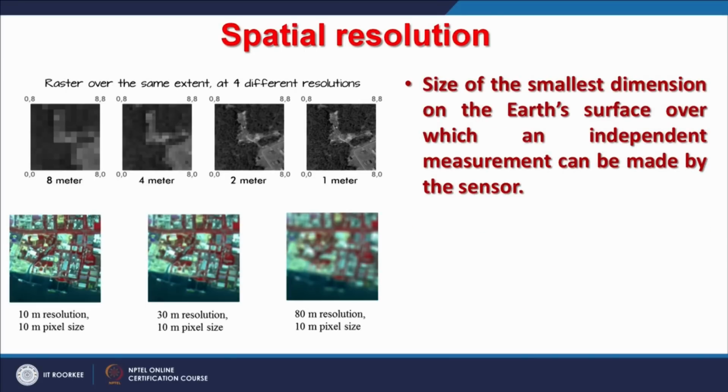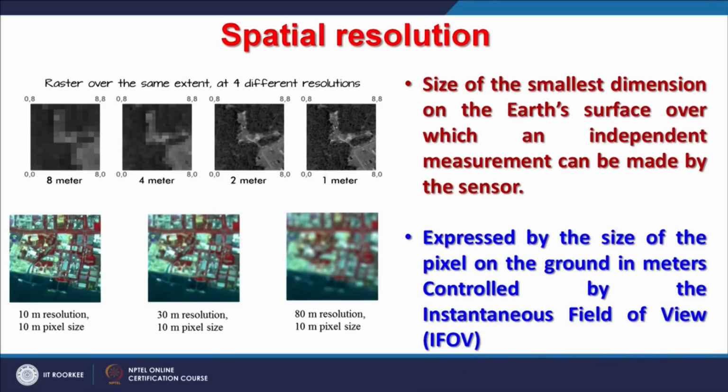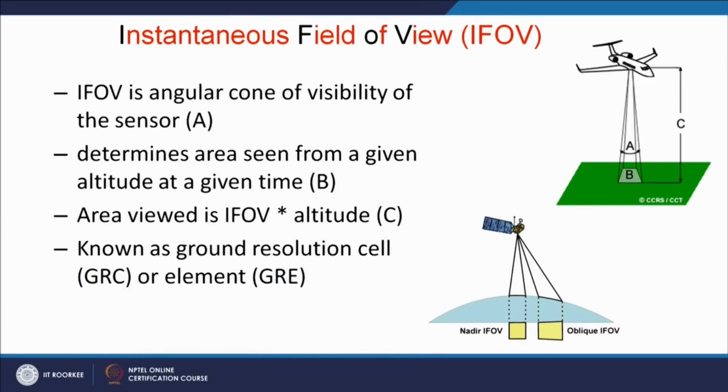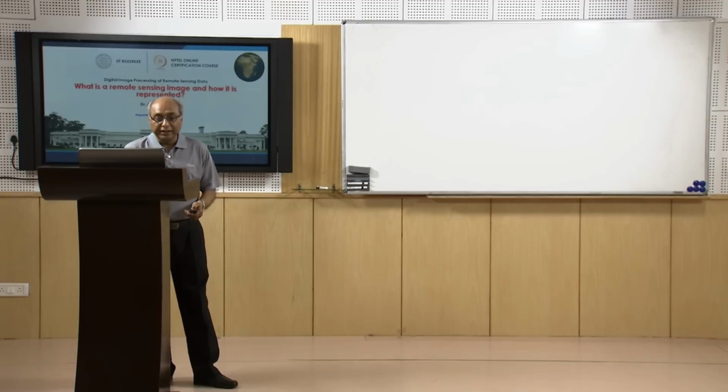So spatial resolution is the size of the smallest dimension of the earth's surface over which an independent measurement can be made by the sensor. It is expressed by the size of a pixel on the ground in meters, controlled by the instantaneous field of view. Because it's a 3D angle, it is measured in radians.